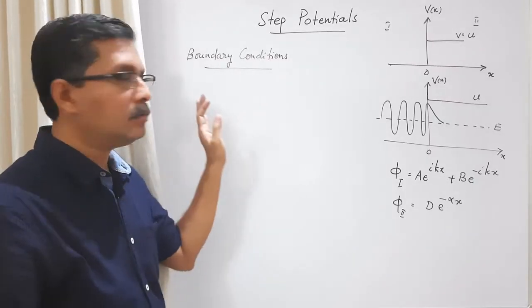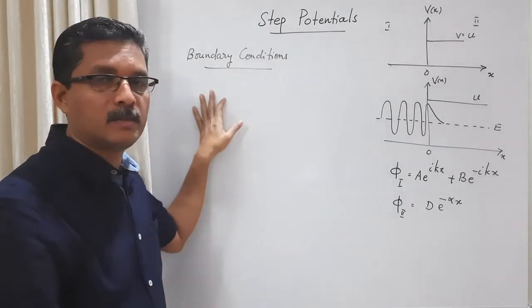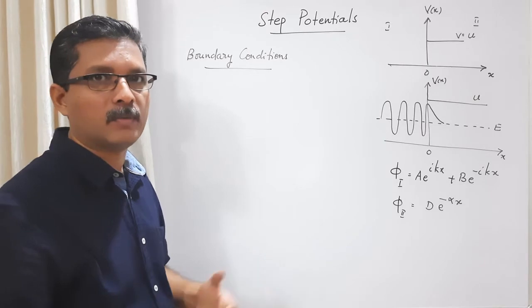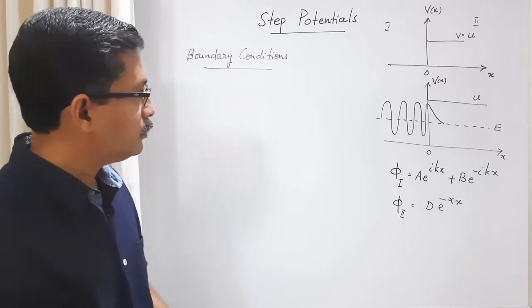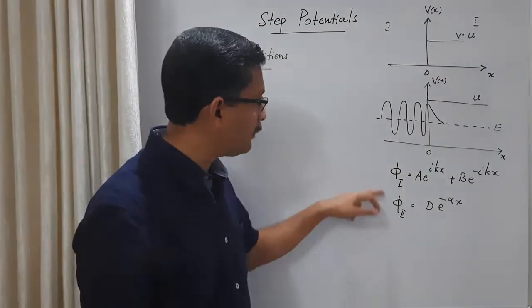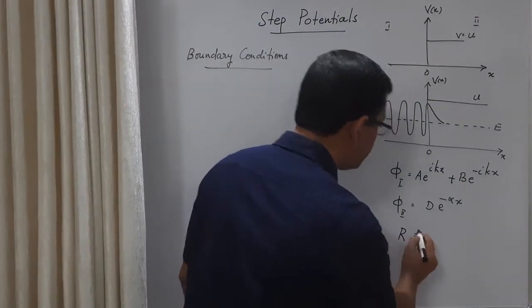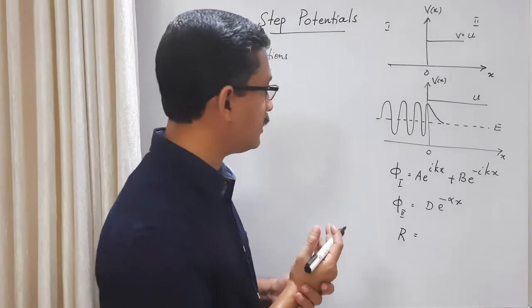Now let us try to apply the boundary conditions as in the previous case, and I am going to calculate the reflection probability as before. So these are the wave functions. Let us define reflection probability. Reflection probability is the fraction of the reflected particles, right?